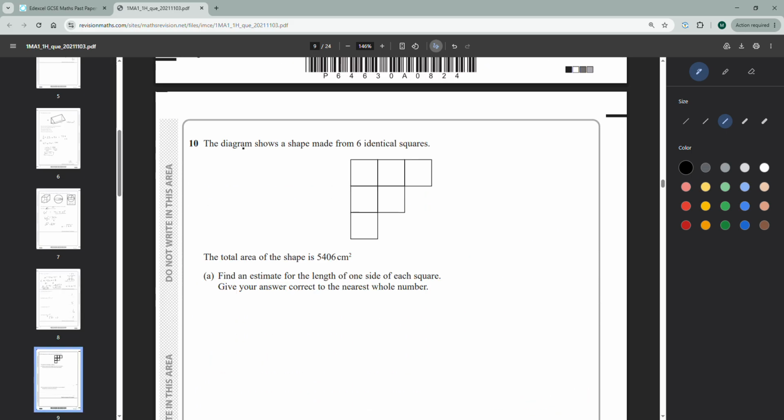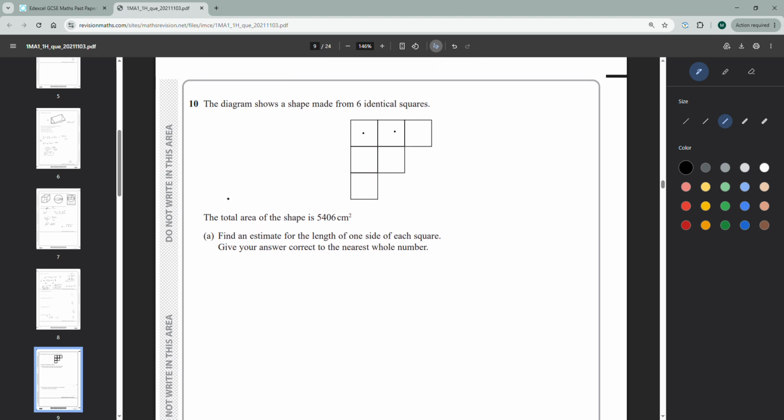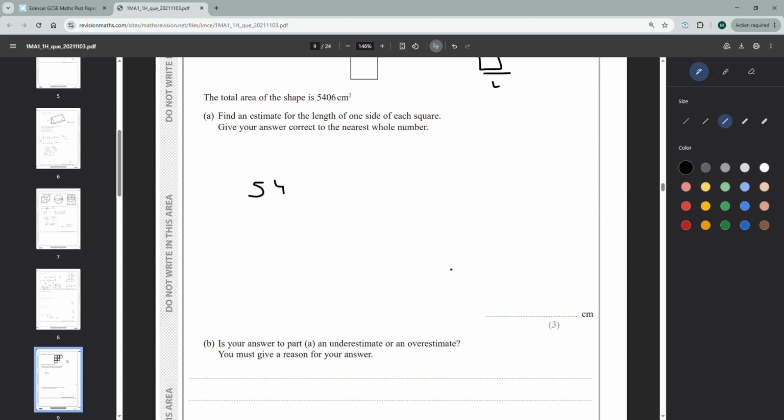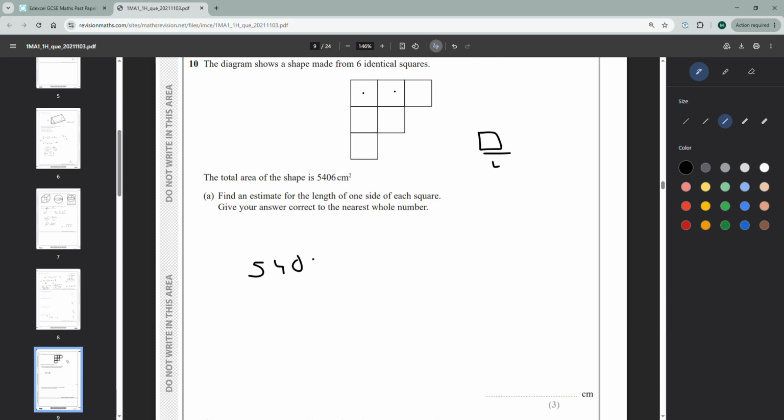Alright, so the diagram shows a shape made of six identical squares. Total area of the shape is 5,406. One square, we just need one length. That's pretty straightforward. We just need how many marks? Only 3? What the hell, man? Alright, let's divide it by 6, which I actually don't know how to do. I'm joking, I know my 6 times tables, guys.